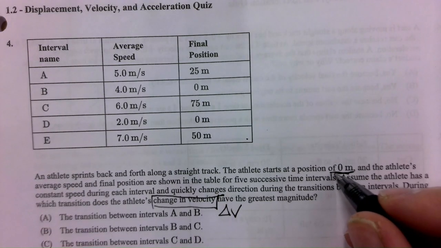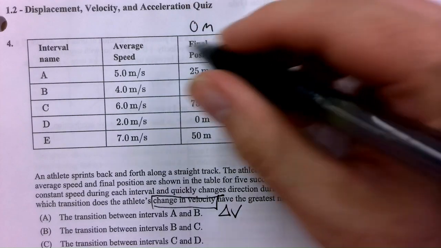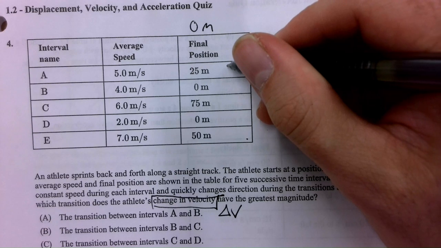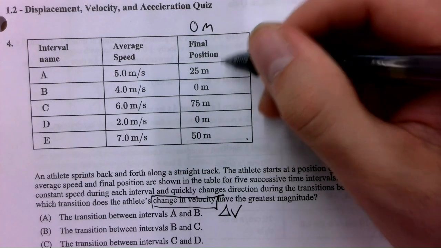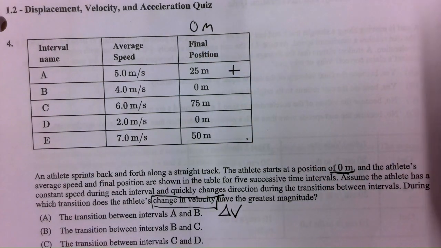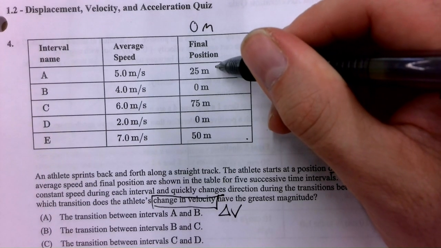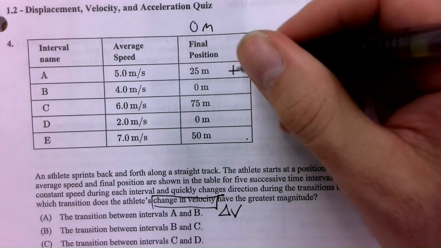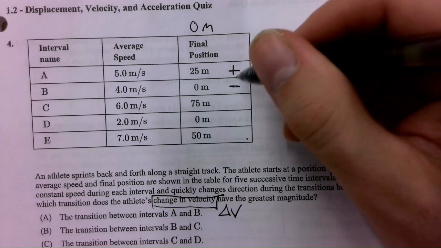So for this, it says that the athlete starts at 0, and then at A, they're now at a position of 25 meters. So the position increased from 0 to 25. So that means that the runner was going in the positive direction. Then in B, A to B, it goes from 25 to 0. So the runner is going backwards. The athlete reversed direction, so that means that the athlete was going in the negative direction.